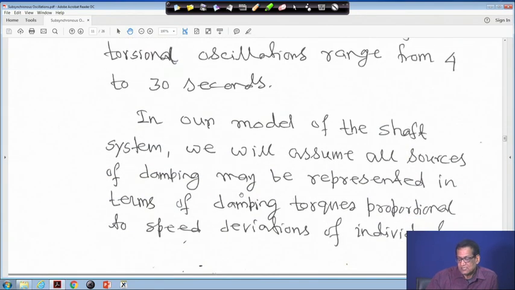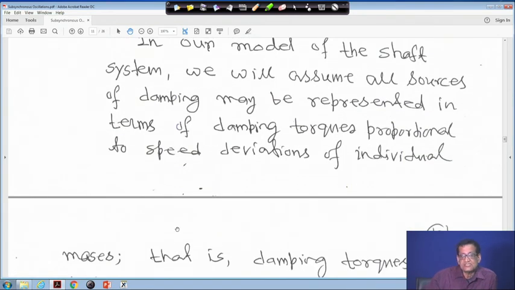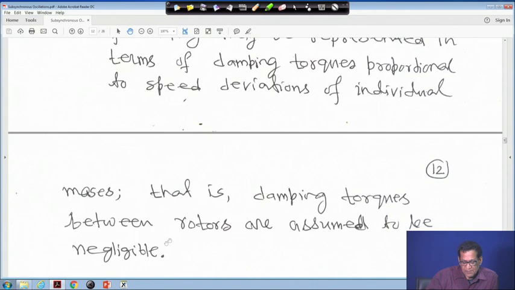In this model of the shaft system, we will assume all sources of damping may be represented in terms of damping torques proportional to speed deviation of the individual masses. So, we will represent it in the simplest manner: damping torques between rotors are assumed to be negligible.